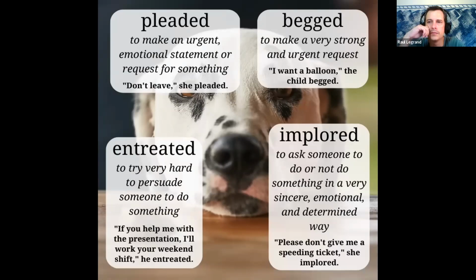Tú dices, no te vayas, ¿por qué? Porque estás bien triste. Begged se usa, por ejemplo, cuando quieres pedir algo. El niñito no te dice, quiero eso, el niñito te dice, he begged, I wanted that. Entreated es otra manera.